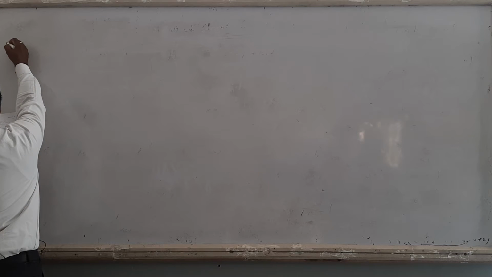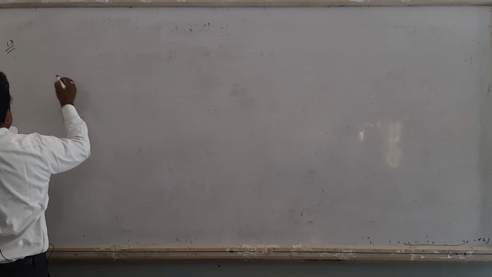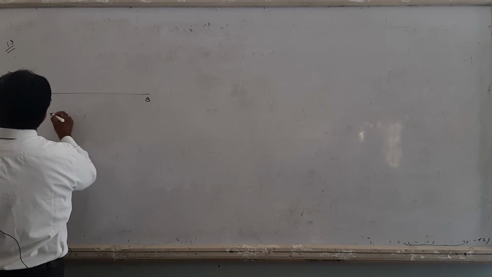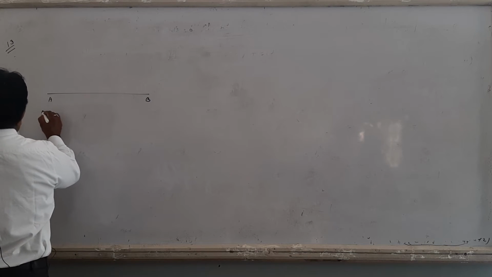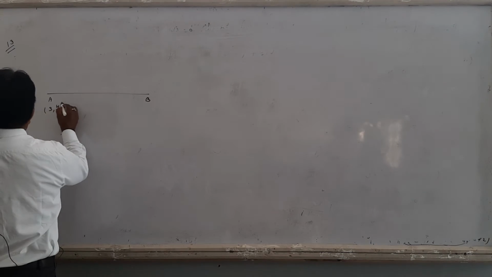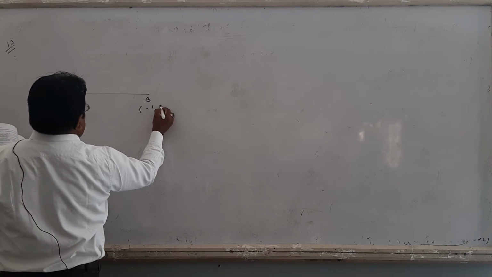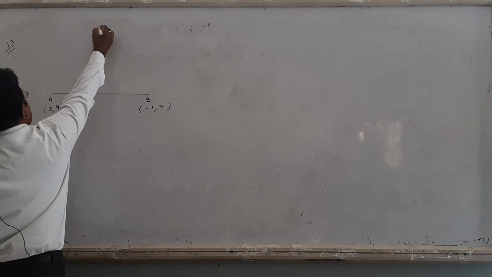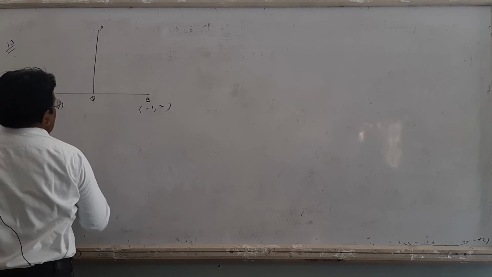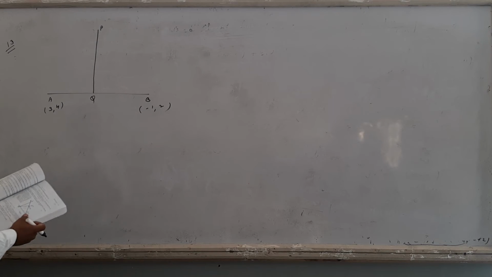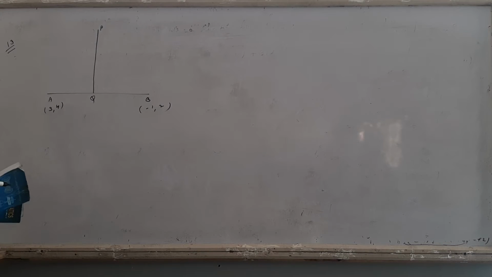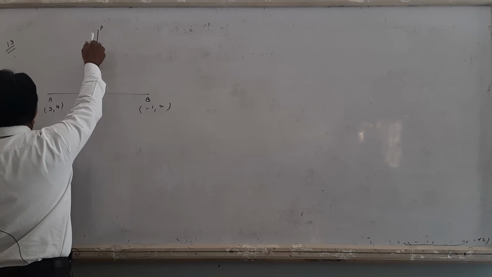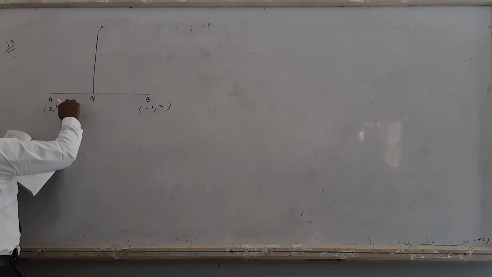Now look here, according to question number 13, these 2 points are given. This is line AB, where the coordinate of point A is (3, 4) and the coordinate of point B is (-1, 2). And now the right bisector means another line PQ is perpendicular to it, and Q is the midpoint, but this line is perpendicular, right? P is a point. Now find the equation of line PQ. This is the right bisector, right?